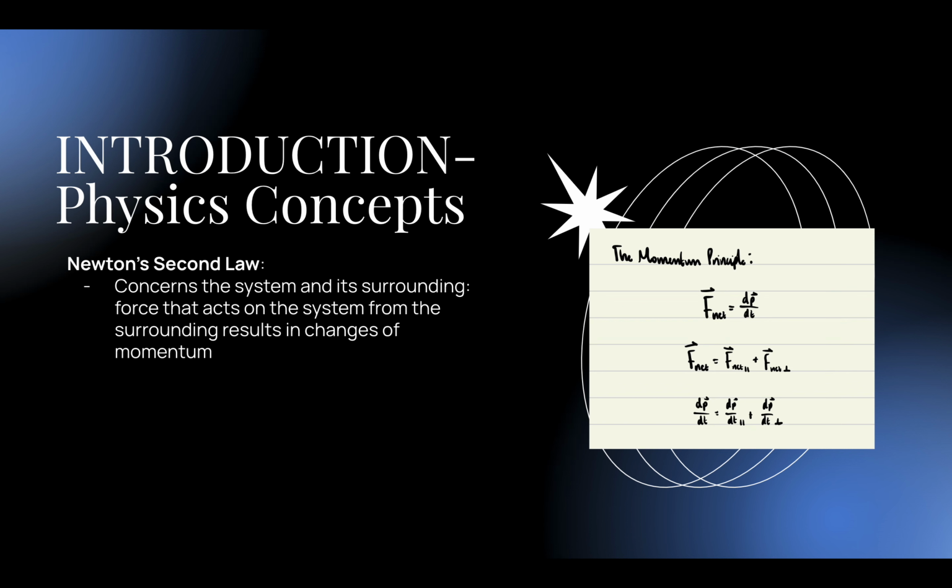One of the two main physics principles present in the lab is Newton's second law, which concerns the system and the surroundings, namely that the force that acts on the system from the surroundings results in changes of momentum. In the image here, we can see the formula for the momentum principle, which states that the net force is equal to the rate of change of momentum. Using this and the knowledge that the net force is equal to its parallel and perpendicular components, we can then say that the total rate of change of momentum is equal to its parallel and perpendicular components added together.